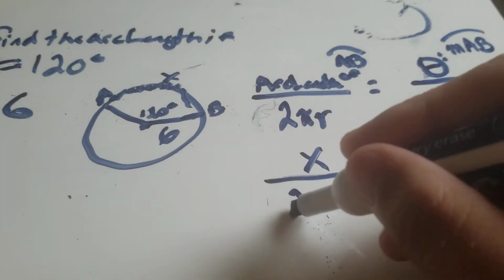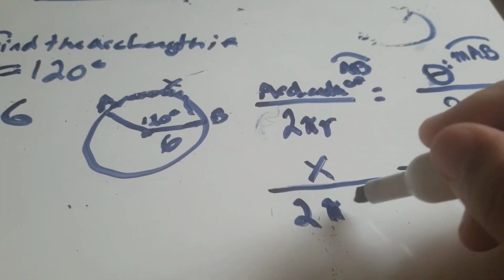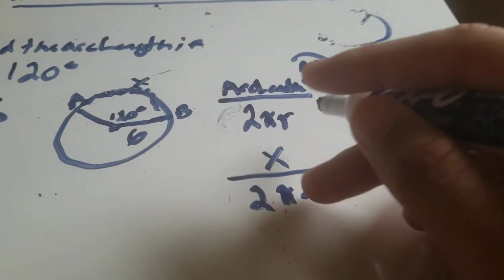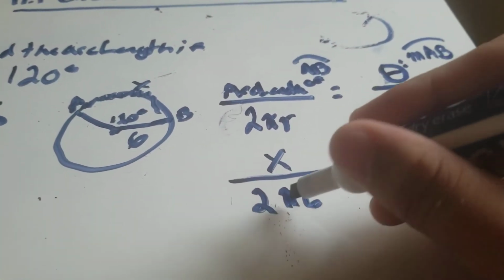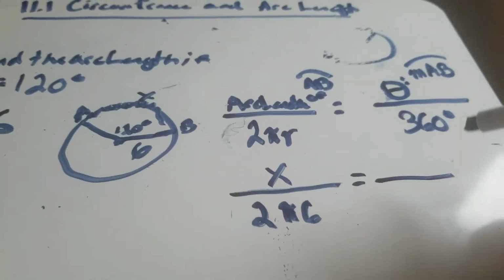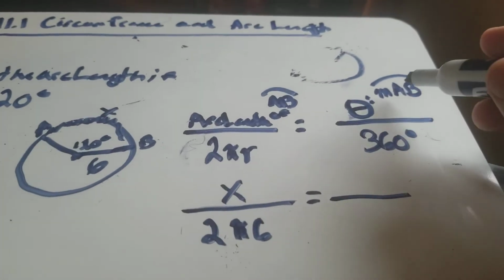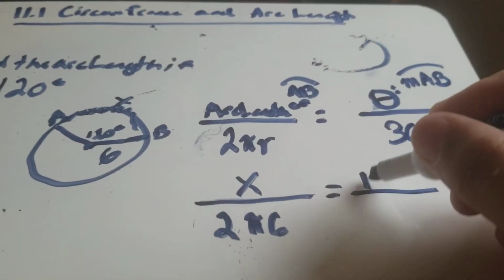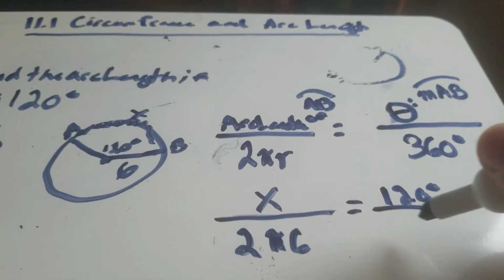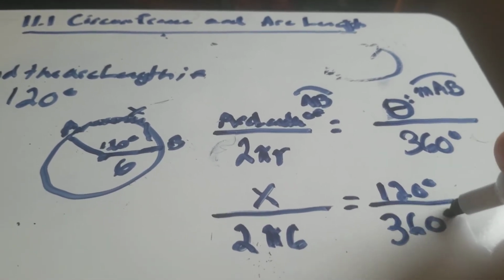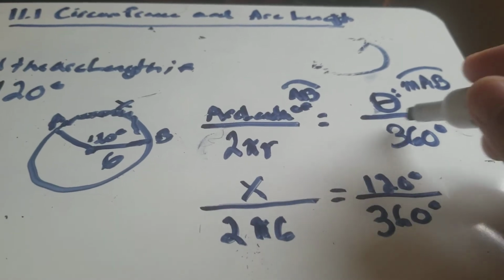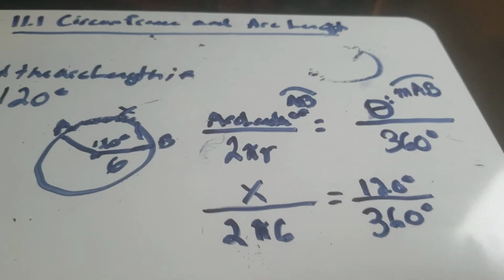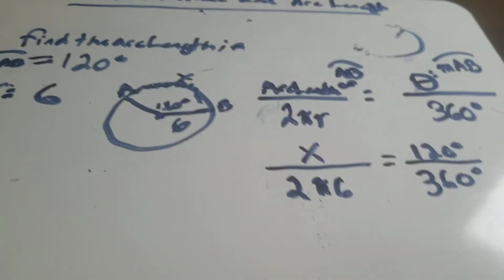So that's 2 pi times my radius, which, looking back here, is 6. So 2 times pi times 6 over the measurement of AB, so mAB, which they tell me right here is 120 degrees, over the whole circle, which is always 360. This is the best part of this equation. This never changes because it's always 360 degrees. A circle is always 360 degrees. Okay?